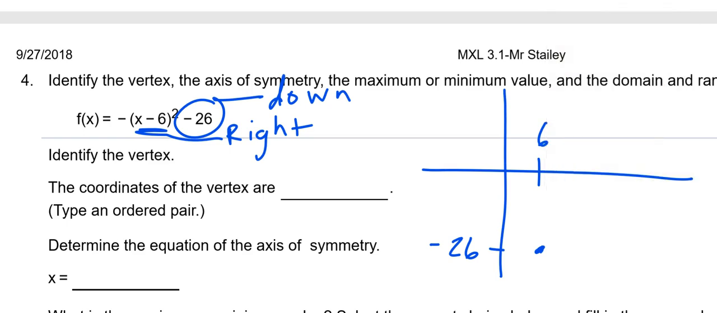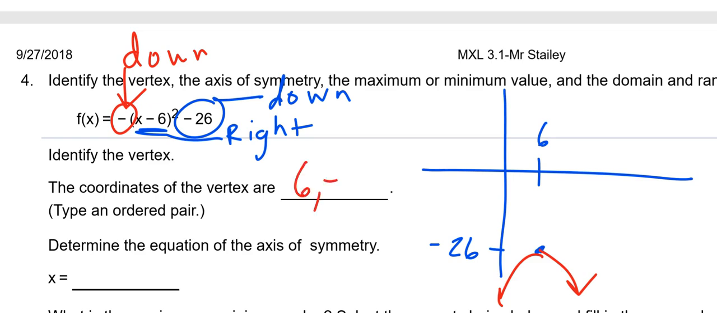Does this thing open up or down? I hope it opens up, because my graph would look bad. Does it open up or down? According to this, it opens down, right? So yeah, it's opening down. I didn't do the 1A, 3A thing because I'm just getting a basic sketch. Can you tell me the coordinates of the vertex? There you go, 6, -26. If you know it went right 6 and down 26, that has to be it.